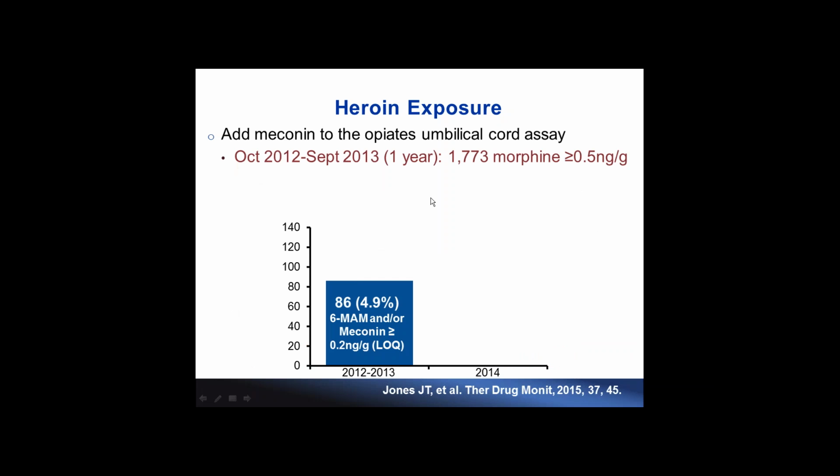So we introduced that to our opiates confirmation methods in umbilical cord in late 2012. And we did a 1-year survey published in this 2015 paper. We found that in morphine-positive cases, there were 1,700 cases, and 5% of them were positive for 6-MAM and/or meconin. On top of that, we were able to identify more cases without 6-MAM but with the presence of meconin.